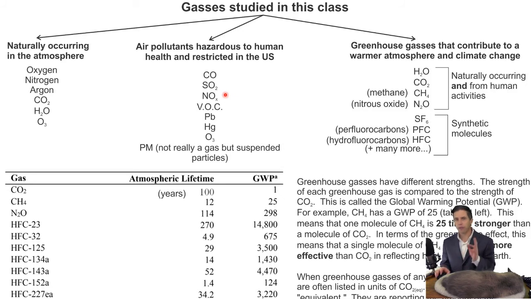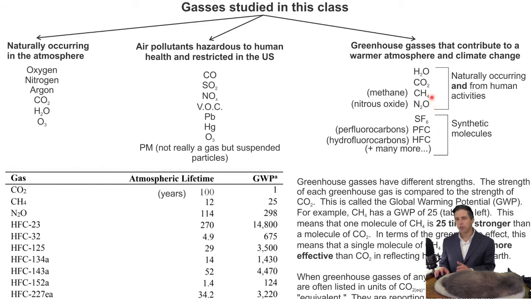Okay, so now we have a third category of gases that we're calling greenhouse gases. Okay, and of the greenhouse gases, we can subdivide them into two categories. One is naturally occurring greenhouse gases that we as humans are adding to. And then there's a second category of greenhouse gases that we as humans have just created. They're synthetic molecules.